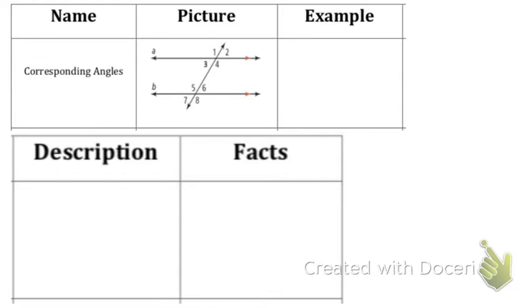So, corresponding angles, we're going to put the description first. Heads up for how much you're writing so you know how big to write it. You're going to have 3 bullet points and 1 set of parentheses at the end. So the description for corresponding angles: there is one that is interior and one that is exterior.